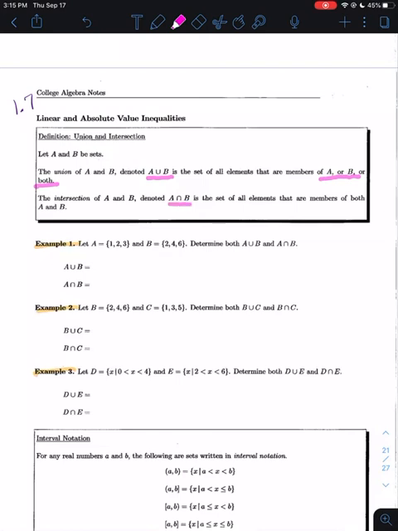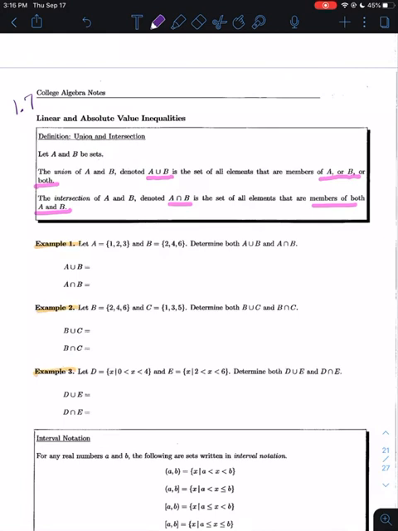The intersection, which is this upside down U, is a set of all elements that are members of both A and B. All right. The one that we're going to use the most will be the union symbol. But let's just see how this actually looks. Like, what does a union symbol represent? What does the intersection represent? All right. So how does this stuff work?